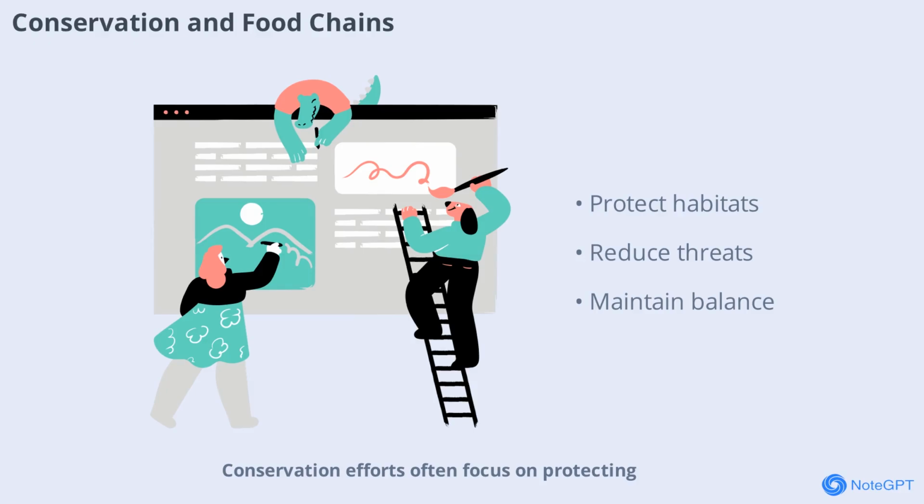Conservation efforts often focus on protecting food chains and the species within them. By preserving habitats and reducing threats, we can help maintain the balance of nature. Conservation is essential for the health of ecosystems and the survival of countless species, including our own.